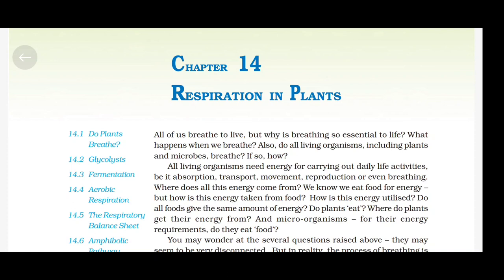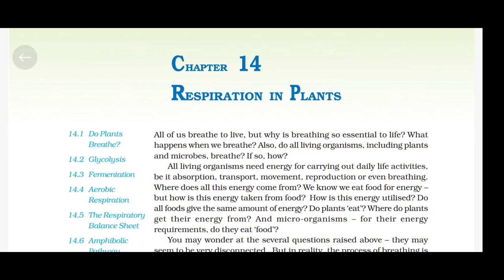If so, how? All living organisms need energy for carrying out daily life activities, be it absorption, transport, movement, reproduction, or even breathing. Where does all this energy come from? We know we eat food for energy. But how is this energy taken from food? How is this energy utilized?